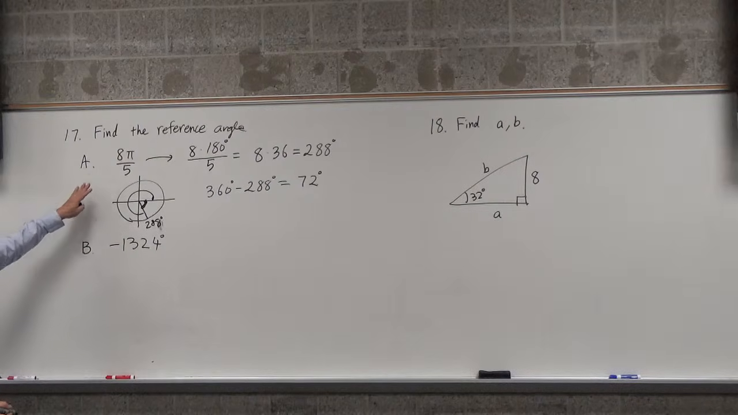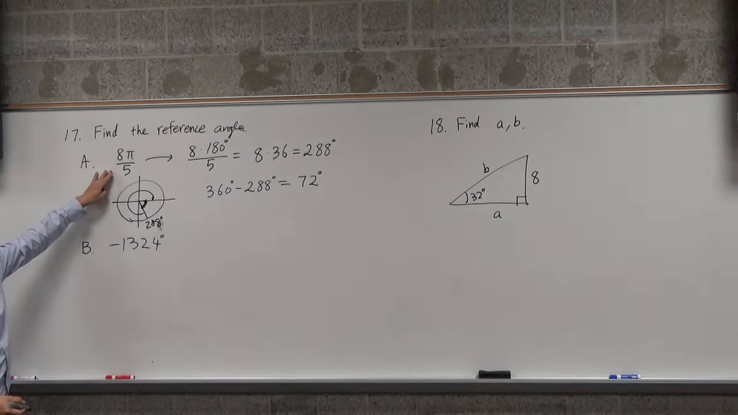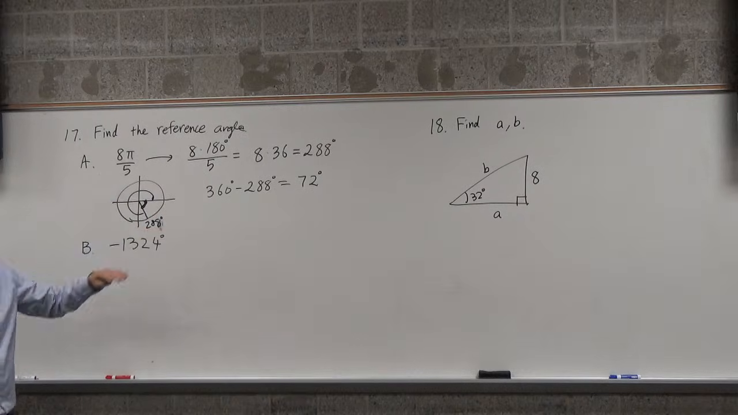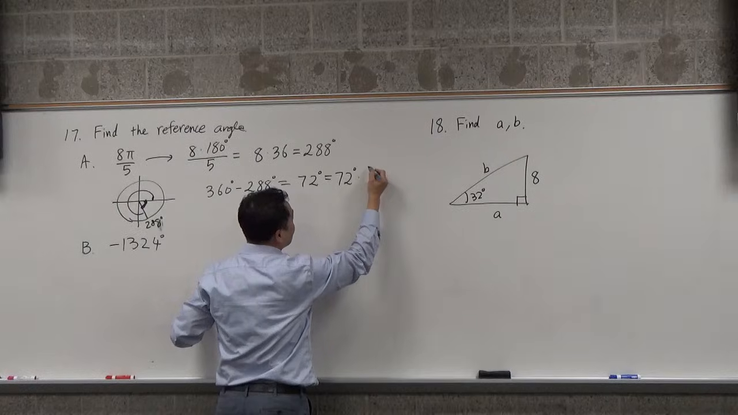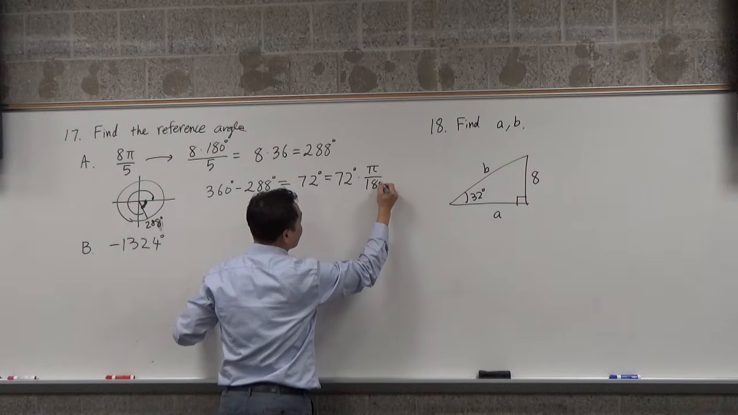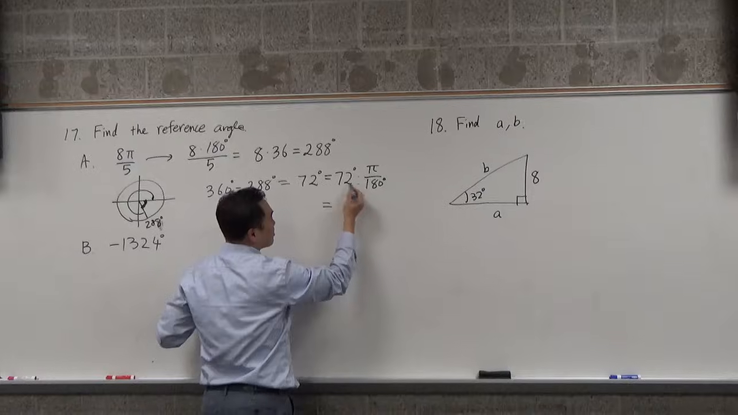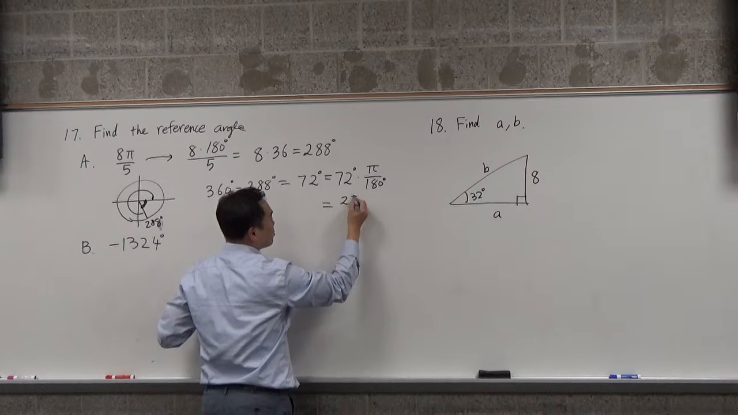But because the original question is given in terms of radians, you have to convert back to radians. How do you convert to radians? You multiply by pi over 180, right? And once you've simplified this, you're going to get 2 pi over 5.